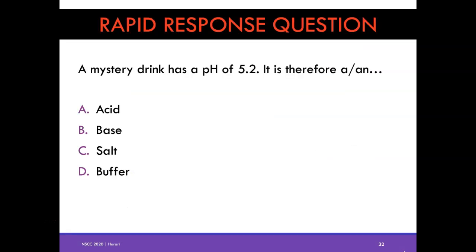So try to pause here and answer this question. So the answer to this is, it's an acid, right? It's less than 7.